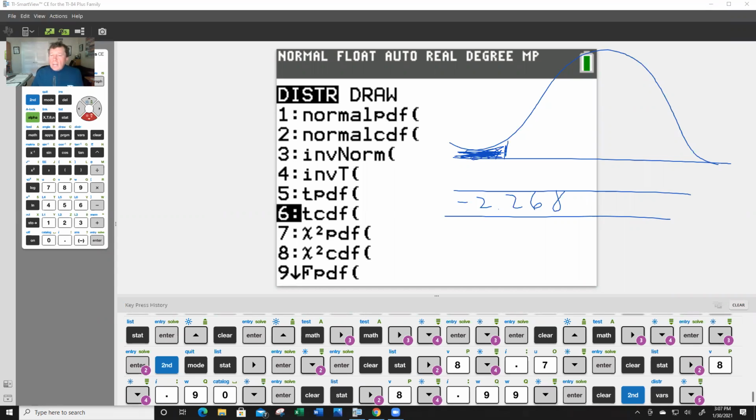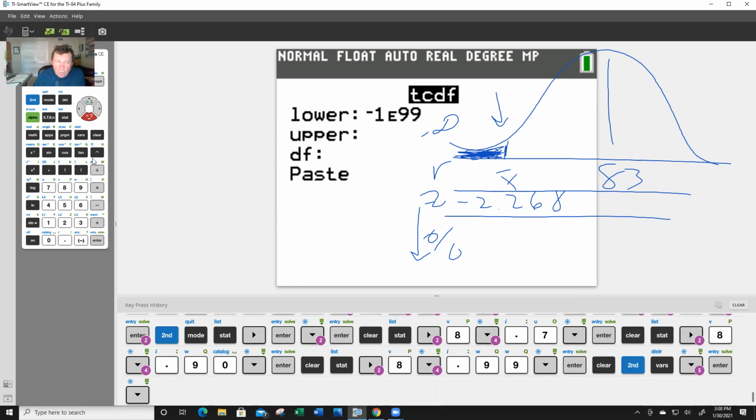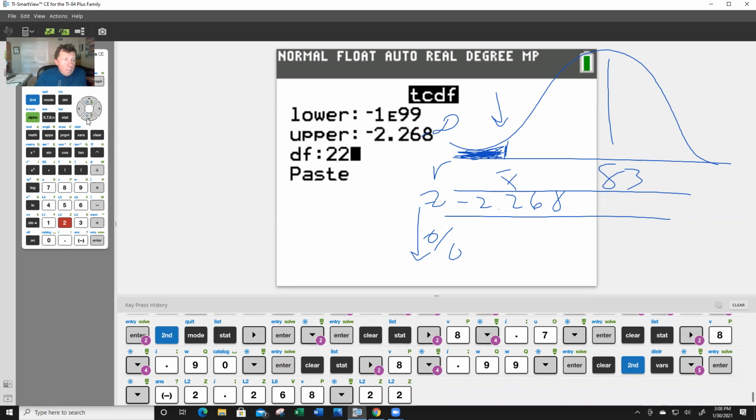All right. So the mean of this thing was like 83, and then there was an X bar score, right? We had raw score, z-score, percentile. I'm converting it to this. Okay, so I'm going to get this tail, which is negative infinity, and then this number, negative 2.268, if you recall that. Okay, so let's try this. In TCDF, enter, and there is negative infinity. That's good. And then the upper boundary was negative 2.268, and degrees of freedom was 22. It was a sample size of 23 minus 1, 22.